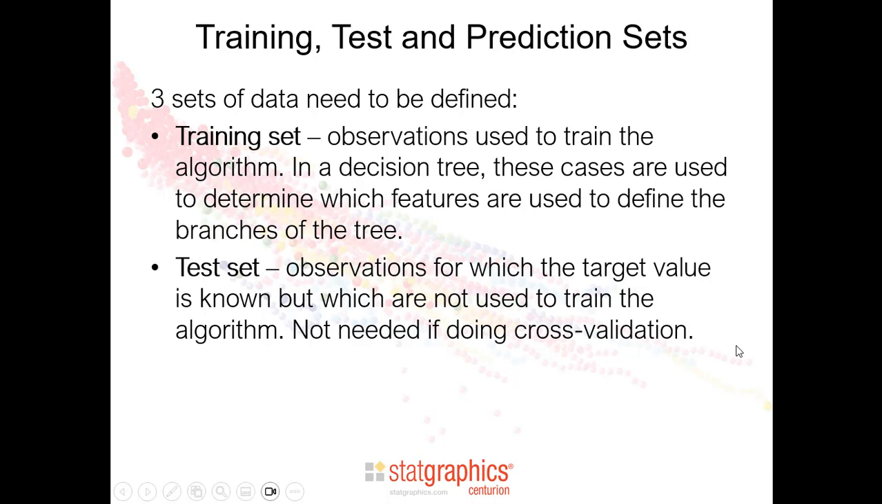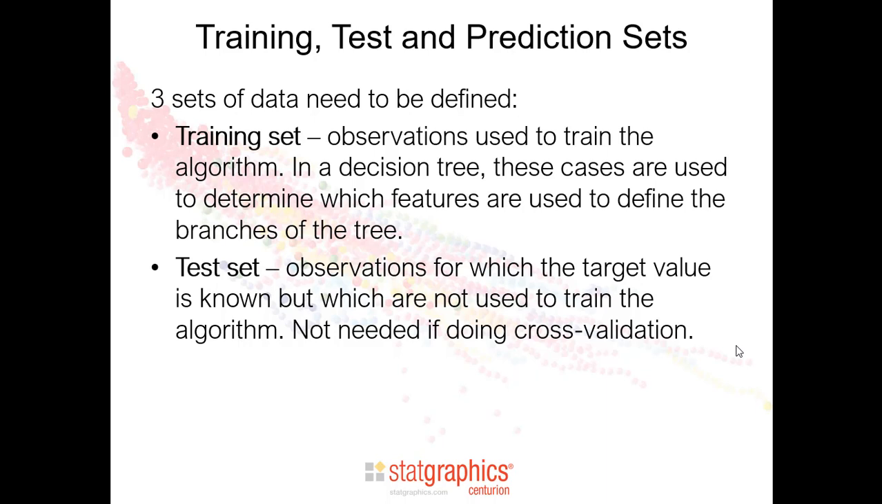The second set of data is a test set. These are observations for which the target value is known, but which are not included in the training set. The reason for doing this is to determine objectively how good the trained algorithm is at predicting observations which were not used to train it.